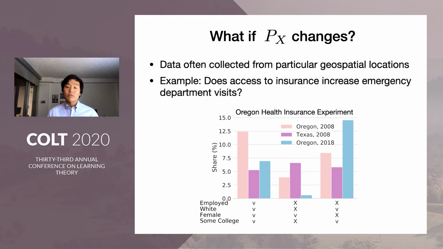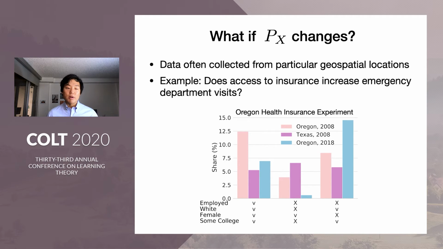To illustrate this, let's consider an experiment in Oregon in 2008, where folks were interested in whether having access to insurance translated to more emergency department visits. Now, if we want to use the results of this experiment to inform policy decisions nationally, or if we want this policy to have an enduring effect throughout time, then we really need to make sure that this treatment is effective for all subpopulations.